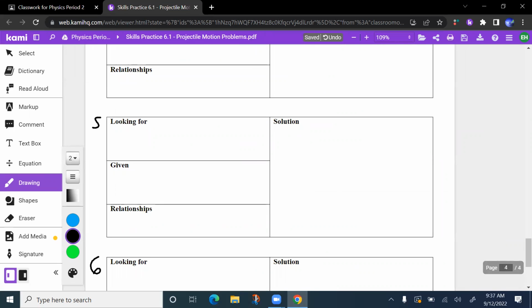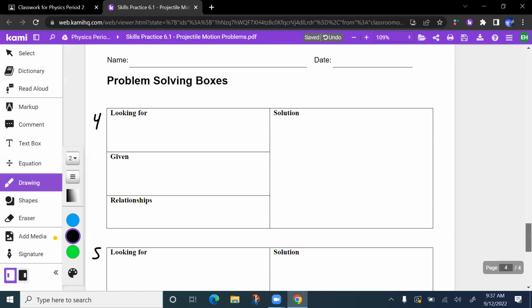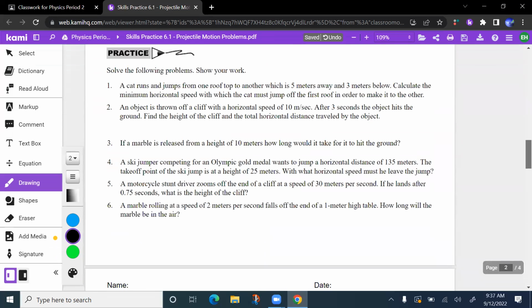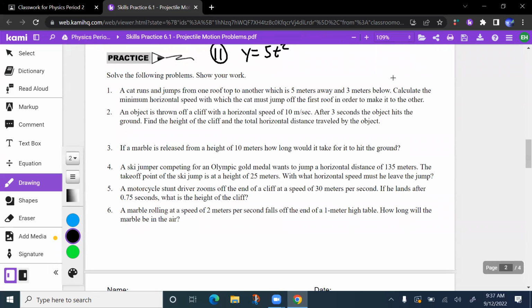So now that we have our problems identified accordingly, let's go and annotate the question number one. So we're going to start by annotating each question. Then we're going to fill out the appropriate boxes in the problem-solving boxes. Then we will choose the correct equations. I said equations, plural. Since we have two directions, x and y, there's a chance that we could be using two different equations to solve these problems as well. So we have to pick the correct equations and then solve for the appropriate things that we're looking for. So read along number one with me.